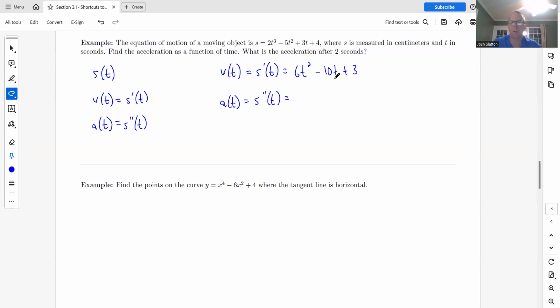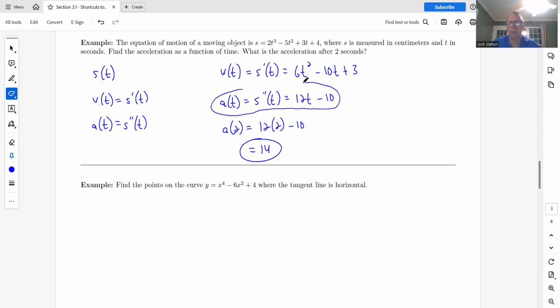And so this is just another polynomial, so we're just doing the power rule again. So we have 12t minus 10. And then we want to find the acceleration after 2 seconds. So a of 2, that'd be 12 times 2 minus 10, and that gives us 14. And so there's the acceleration. Acceleration after 2 seconds would be 14 centimeters per second. Centimeters per second squared, I guess.